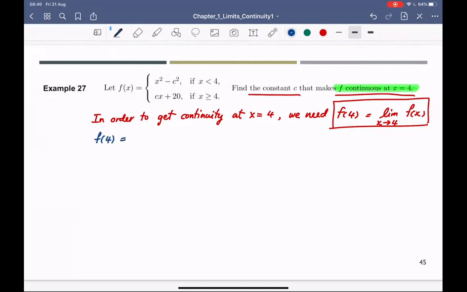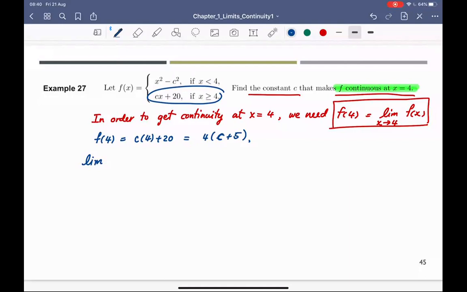So f of 4 is what? This is equal to, well, you have to use the cx plus 20, right? So that means you plug in x equal to 4 there. So you have c times 4 plus 20. Oops, sorry, 4c plus 5. All right. Am I right? Yep. And then after that, just stop here first. And then you're trying to compute the limit.